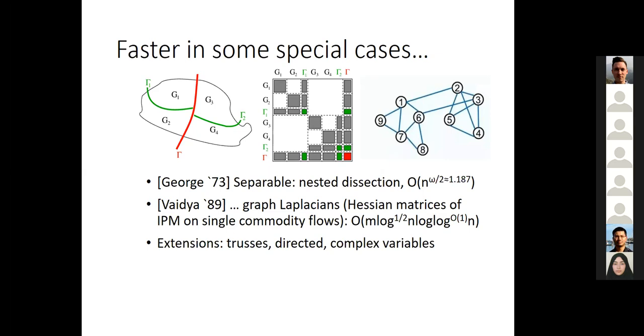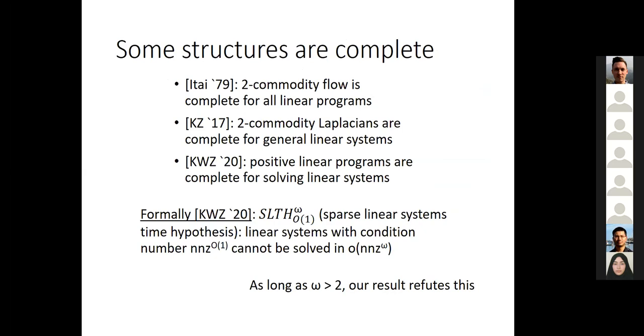But on the other hand, there are a lot of structures that turned out to just be complete. So while there was a lot of optimism that things built for graphs can be generalized to much wider classes of problems, recently there were these hardness results. The hardness results actually go all the way back to Itai, who showed that two commodity flow is complete for all linear programs. But recently these were taken into the setting of linear systems and numerical problems. And they showed that things like two commodity flow and positive linear programs are both complete for solving general linear systems. So the way that this kind of hardness is defined, they defined the sparse linear system time hypothesis, which states that linear systems with condition number n and nnz to the constant cannot be solved in time better than nnz to the omega.